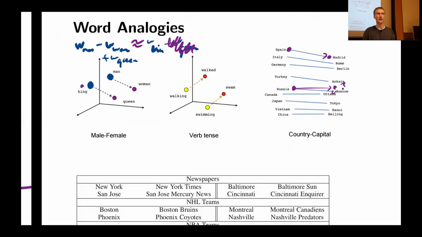So that's the idea. There is a direction in space which reflects country to capital. You can do it the other way around. It's always this analogy, right? Germany is to Berlin like something is to Tokyo, and that something happens to be Japan. That's what you can do in these spaces: you can do these translations and then ask what's there.